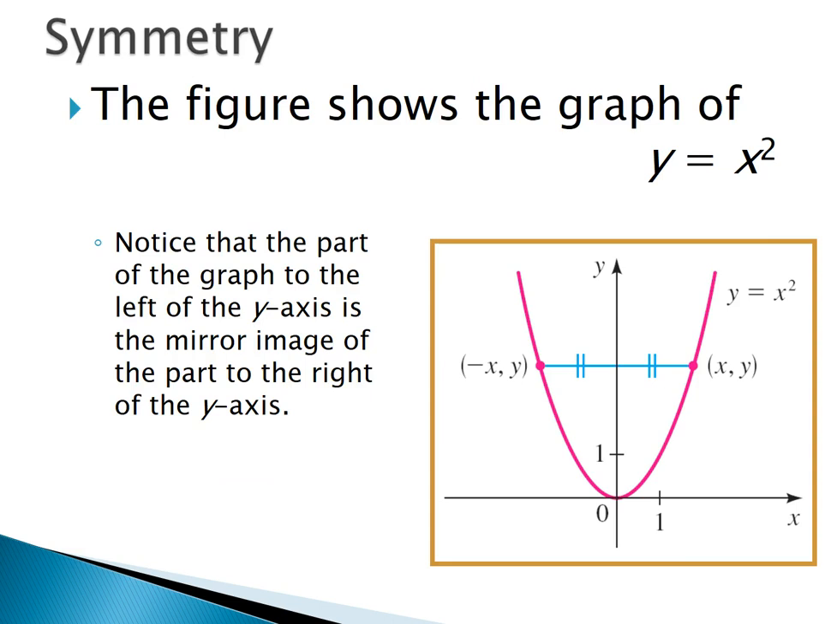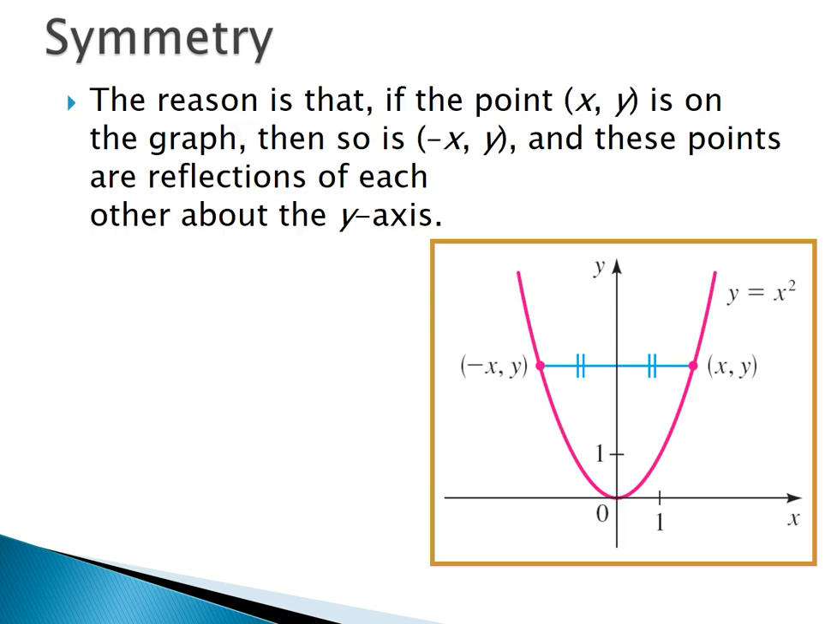When we talk about symmetry, we're talking about how the graph looks. And there are three different types of symmetry. There's x-axis symmetry, there's y-axis symmetry, and there's origin symmetry. This is an example of y-axis symmetry because the part to the left of the y-axis is a mirror image of the part to the right. The reason is that if the point (x, y) is on the graph, then so is (negative x, y), and these are reflections of each other.